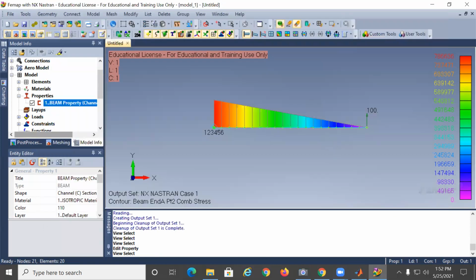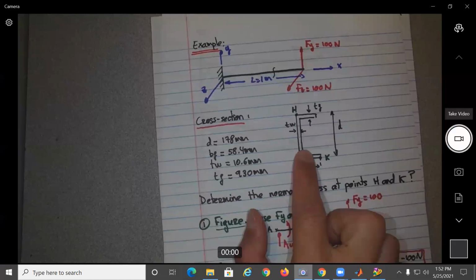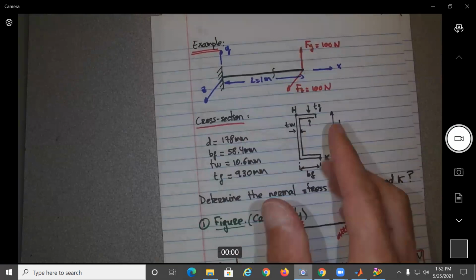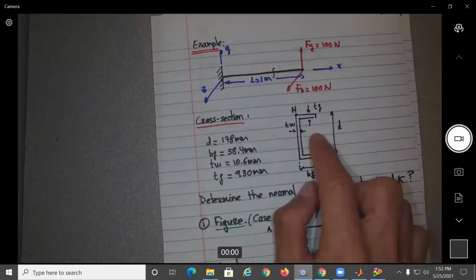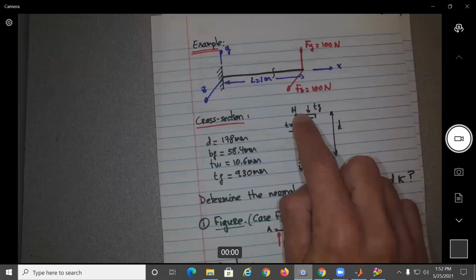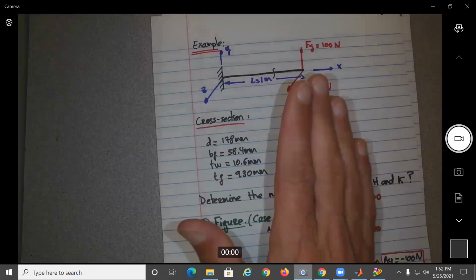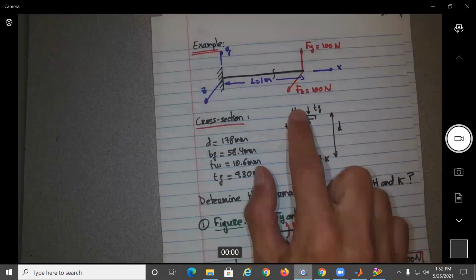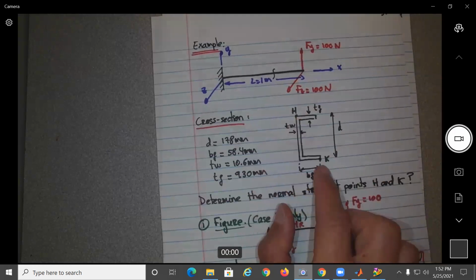So we have this cross section here. This is a cross section, and we use first Fy. So this is with bending up, no? So this is bending up. The top will be what? Or the bottom will be what? Remember how the cross section is. So if it's moving up, H should be in compression and K in tension.